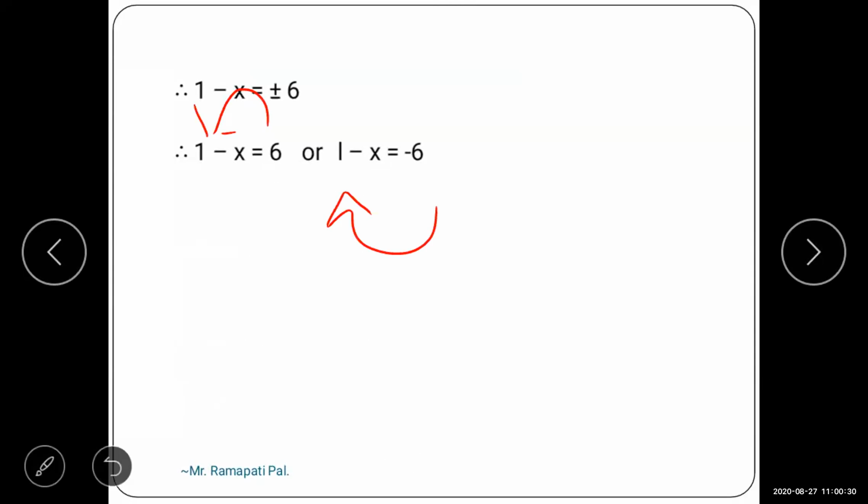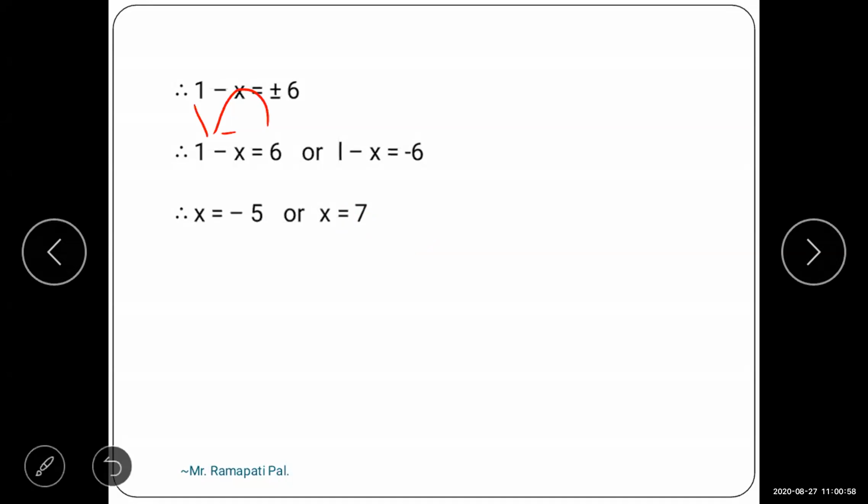Is it clear? Shall we see now? So x is equal to 1 minus 6. 1 minus 6 is what? Minus 5. And 1 plus 6 is what? 7. Correct? So x is equal to minus 5 and x is equal to 7.